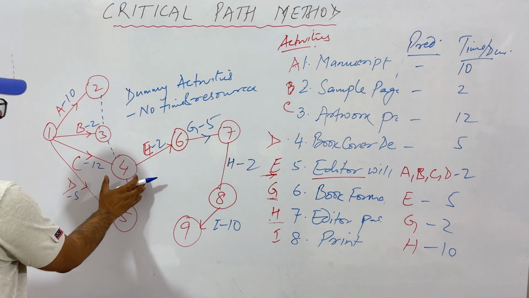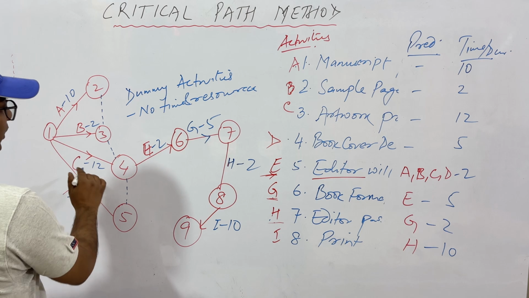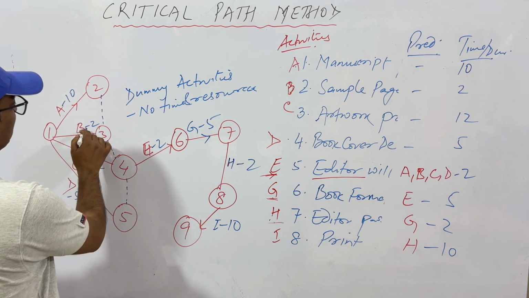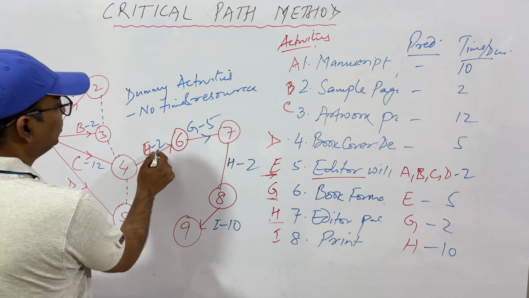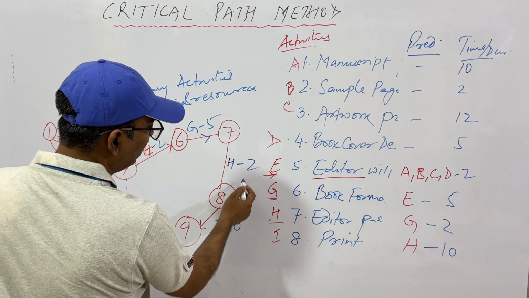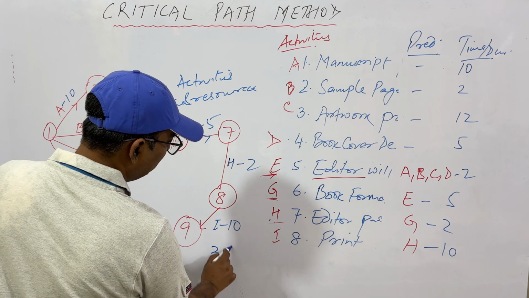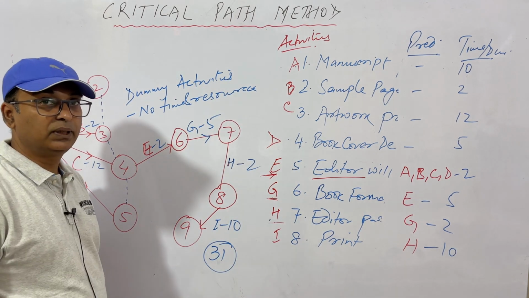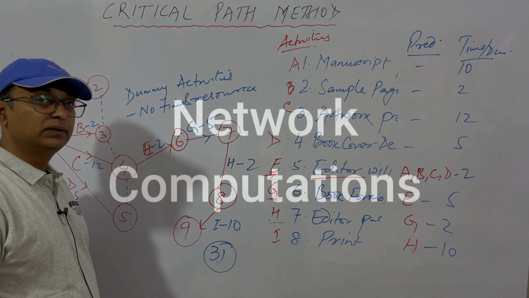See, from here to here you have 12 days. So 12, you cannot take this because this is smaller than this. So 12 plus 2 is 14, plus 5 is 19, plus 2 is 21, and 10 is 31. That is, you will require a minimum of 31 days to complete this project, the publishing of this book.